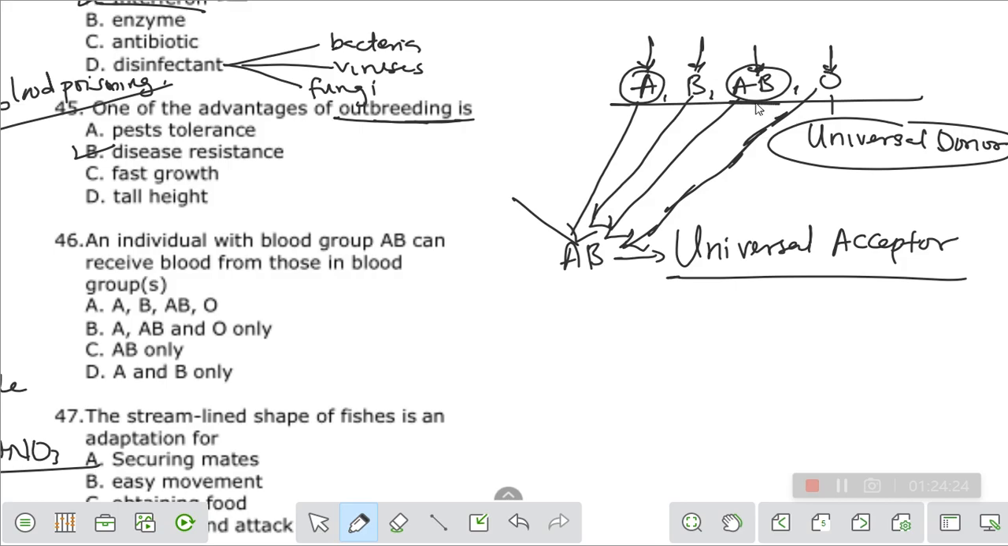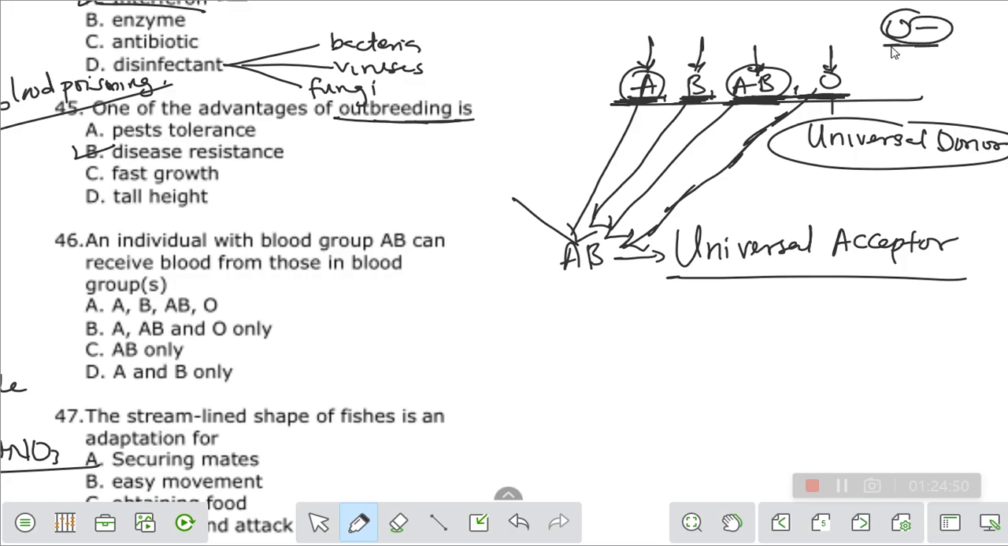So an individual with blood group AB can receive blood from A, B, AB, and O. So yes, it's a universal acceptor. They can receive blood from anyone. Now, the streamlined shape of fishes is an advantage for what? Easy movements. I told you this in adaptation: the reason fish have a streamlined shape is for easy movements.